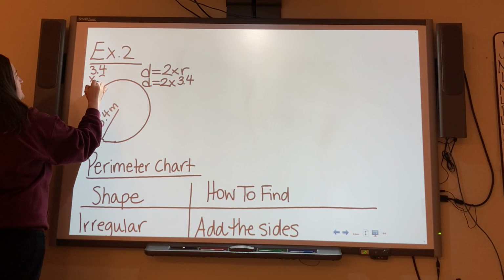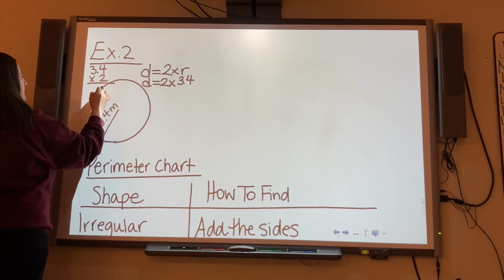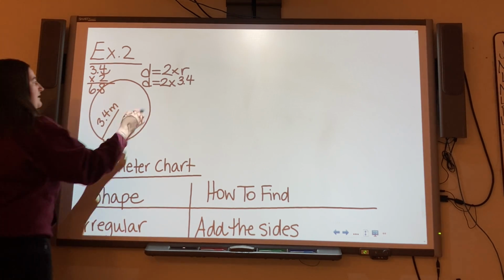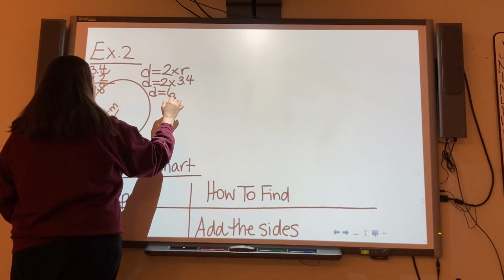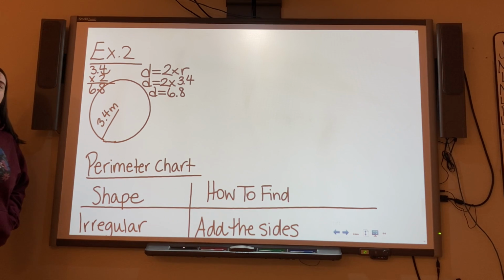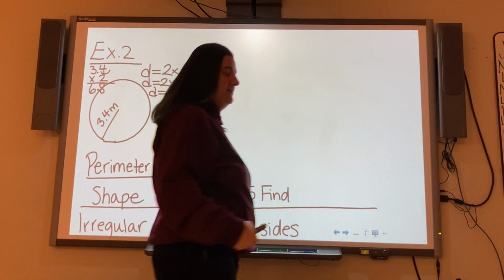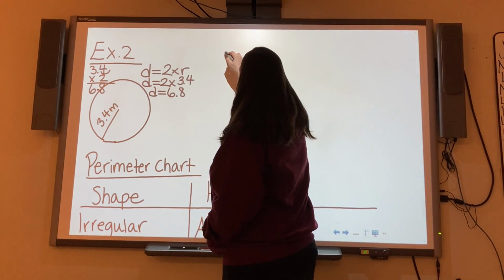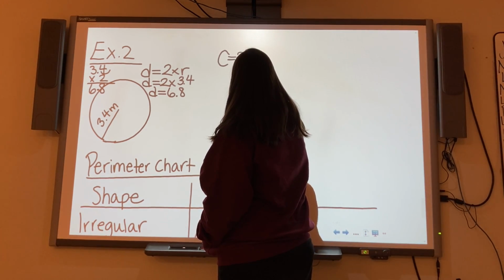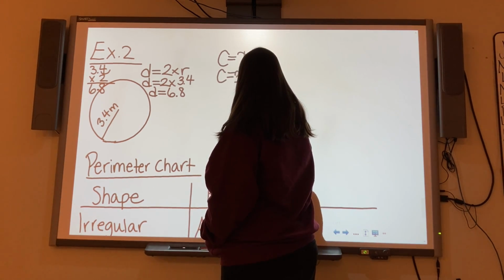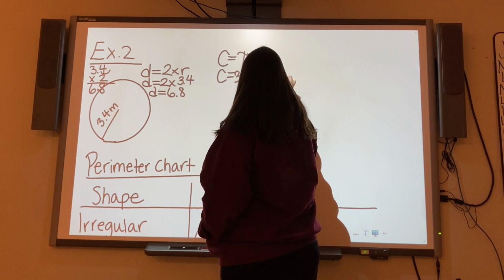3.4 times 2. 2 times 4 is 8. 2 times 3 is 6. 1 decimal spot, 1 decimal spot. So the diameter is 6.8. Now that you have the diameter, now you can use the other formula. Now you can use the circumference formula. So C equals pi times d. C equals 3.14 times 6.8.